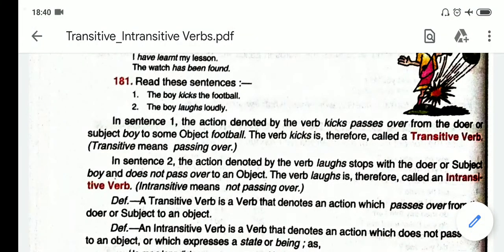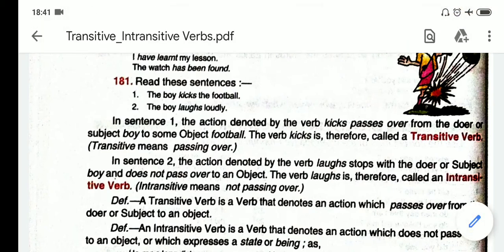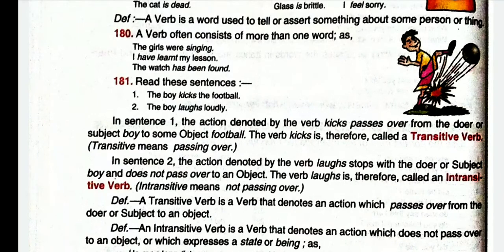So the action is passing over from the subject to the object. The boy kicks the football. Boy is the subject, football is the object, kicks is the action. So the action is passing over from the subject boy to the object football. A sentence in which the action passes over from the subject to the object is called a transitive verb sentence. Such verbs are called transitive verbs.